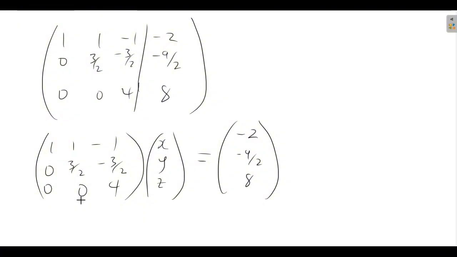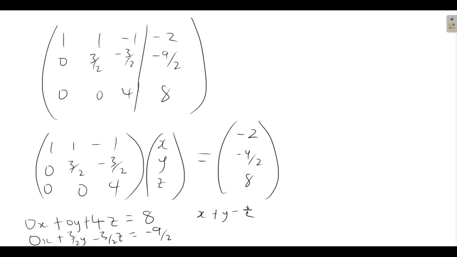And that's why we call it back substitution. When we start from here, it will be very simple, because this means 0 times x, which is 0, plus 0 times y, which is 0, plus 4 times z should be equal to 8. Then the same thing: 0x plus 3 over 2 y minus 3 over 2 z should be equal to negative 9 over 2. Then the next one, x plus y minus z, should be equal to negative 2. Can you see? It's a matrix equation.